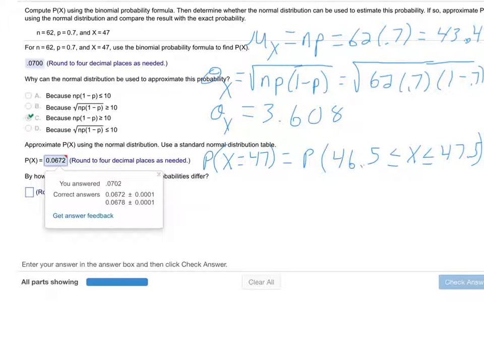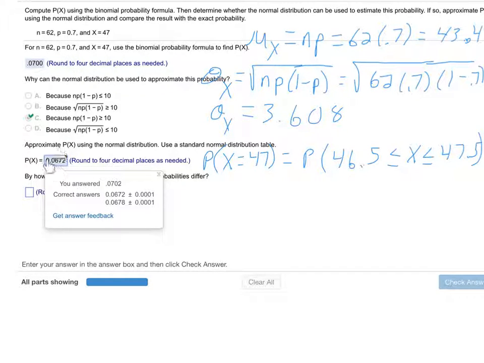Well, I received your question. I went ahead and started working on it here. Compute P of X using the probability binomial formula. Looks like you did that part okay. Then determine whether the normal distribution can be used for this. And it looks like you worked that out okay. If so, approximate P using the normal distribution and compare the results with the exact value.